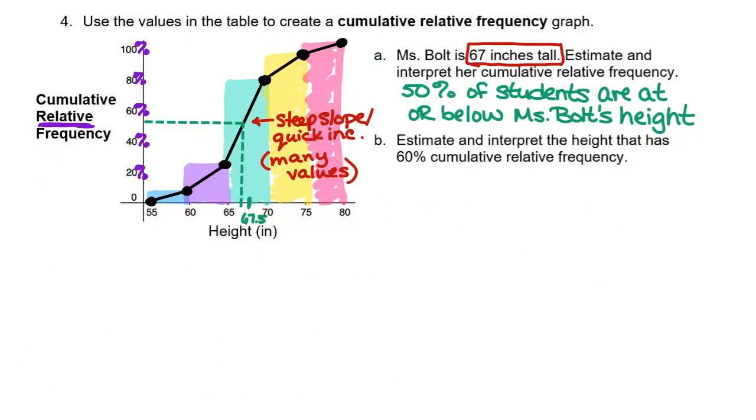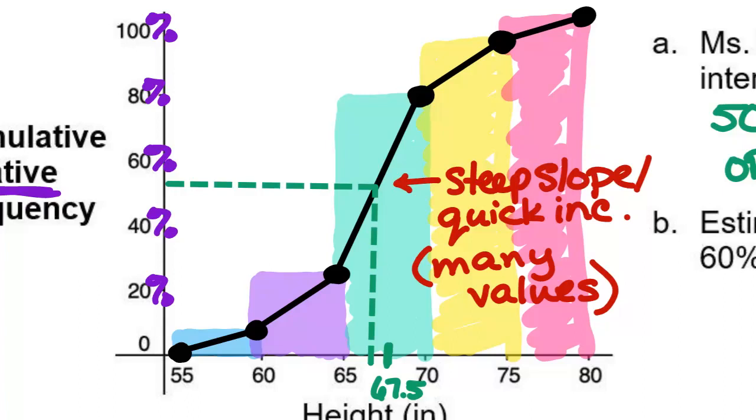All right, let's do part B. Estimate and interpret the height that has 60% cumulative frequency. So I'm going to start at 60%. I'm going to take that over to my graph. And then I'm going to follow that down to my x-axis. Looks like it's a little bit bigger than 67.5, so you'd ballpark that at what? Yeah, I'd probably call it 68 since it's just a little bit bigger than 67.5.